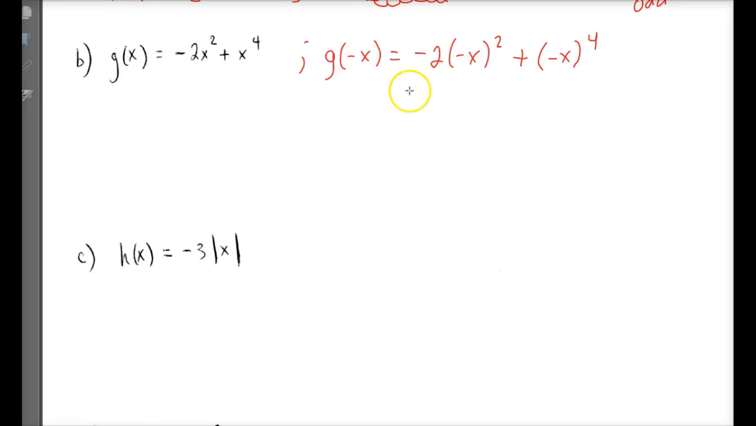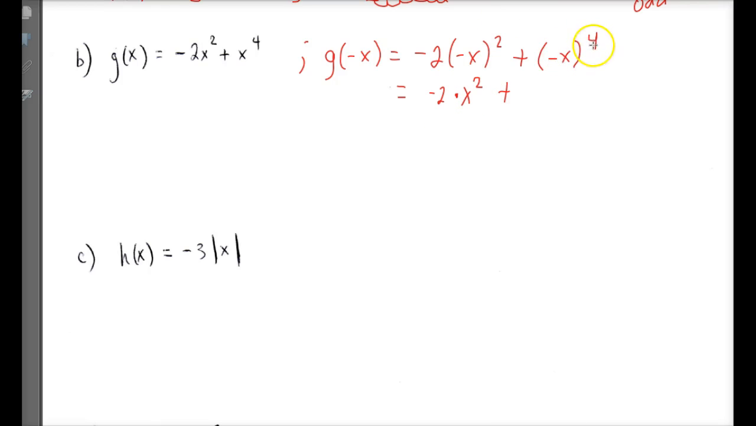And so once we've done that, again, we know that negative x quantity squared is a negative x times a negative x, which is a positive x squared. And so along with that, having a positive x squared times a negative 2 would just end up giving us a negative 2x squared. Okay?